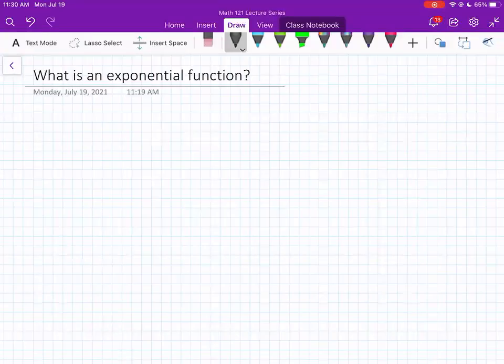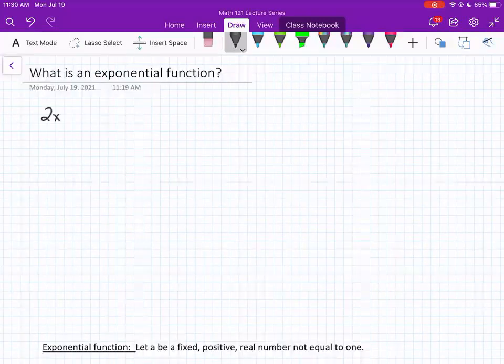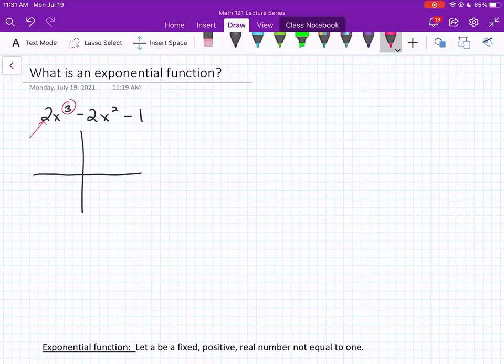Every other function we've looked at to this point has had the variable as a base and the exponent as a number. For example, something like 2x to the third minus 2x squared minus 1, we know from our study of graphs, because the exponent is odd, the hands will go in opposite directions, and because the a value out front is positive, the right hand will go up, so the graph's going to look something like this.